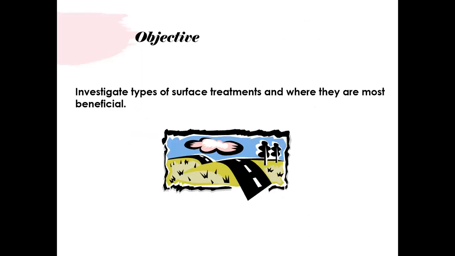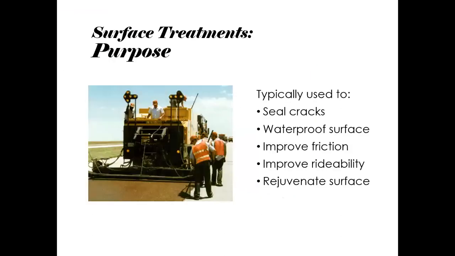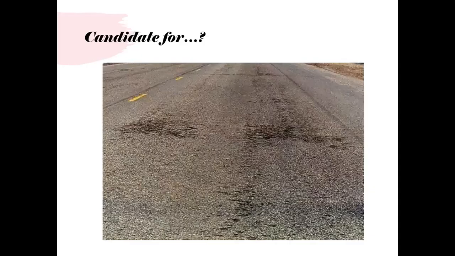The objective of knowing this topic is to investigate types of surface treatment and where they are most beneficial. The purpose of applying a surface treatment is always to seal the cracks, waterproof the surface, improve friction, improve rideability, and rejuvenate the surface. So this is the pavement that requires sealing, or that requires surface treatment.